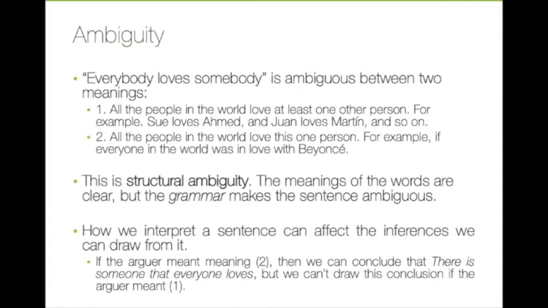Where these two readings are generated not by the meanings of the words, but by how the sentence is laid out, is structural ambiguity. The grammar is what makes the sentence ambiguous. This type of ambiguity can affect how we structure our symbolization in truth-functional logic. Because of that, how we interpret it can affect the inferences we can draw from it. So if the arguer meant two above, we can conclude there is one person that everybody loves. But we can't draw that same conclusion from one.